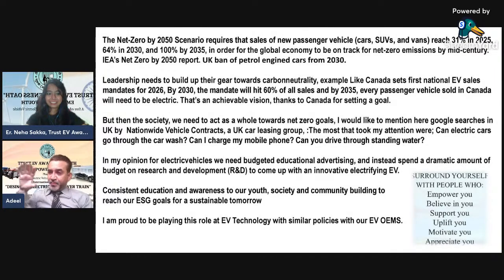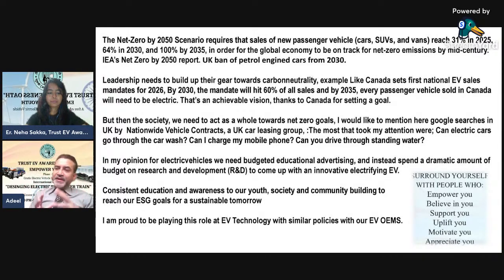And this is a part of the survey that normal people like you and me, including all of us, have Googled: can electric cars go through the car wash? Can I charge my mobile phone in my electric car? Can you drive through standing water? I'm just telling you the perception that we have as a society. So what are we doing to change it?